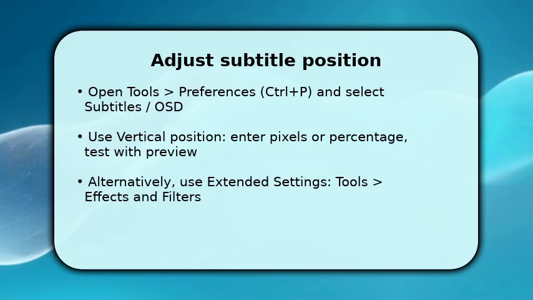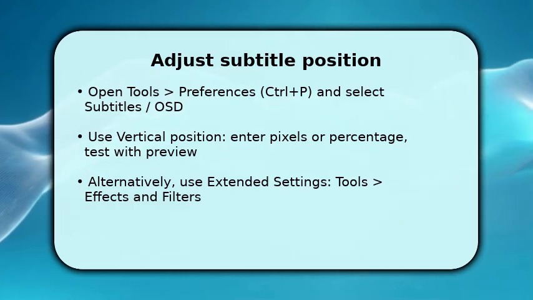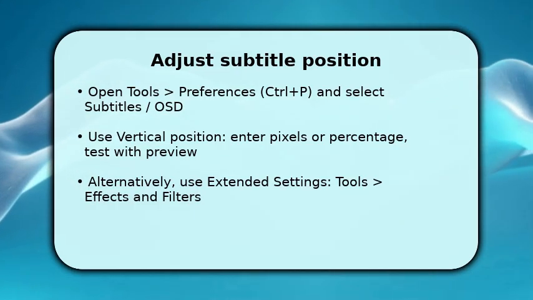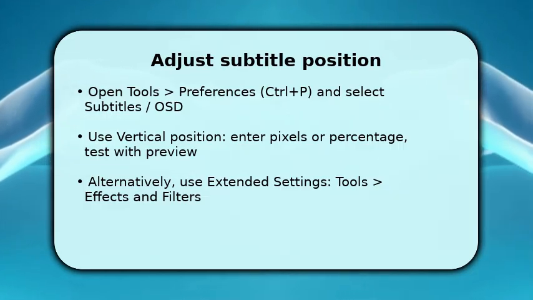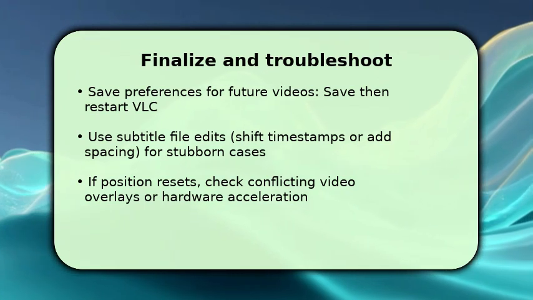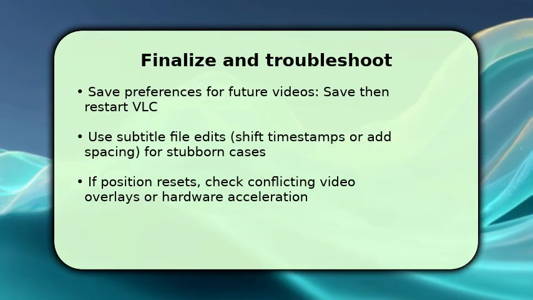If you prefer live tweaks, open Tools, Effects, and Filters, then the Video Effects tab. This helps when aspect ratios or external overlays require fine-tuning in real time. Finish by saving your preferences and testing on several videos. Save in Preferences and restart VLC so changes persist.